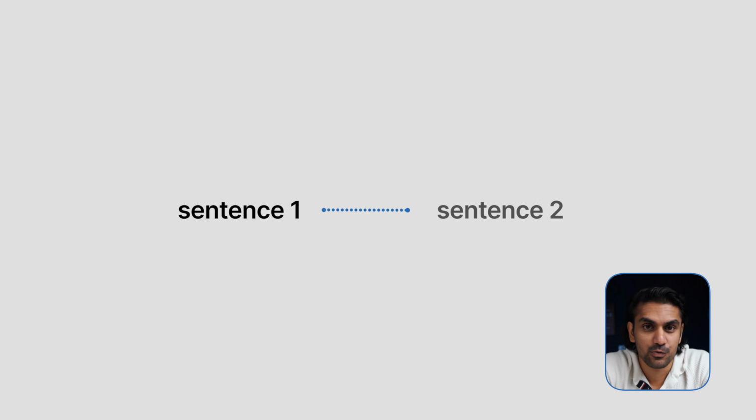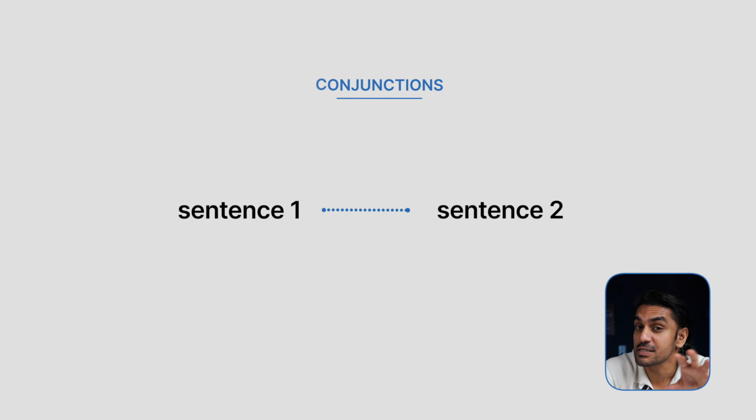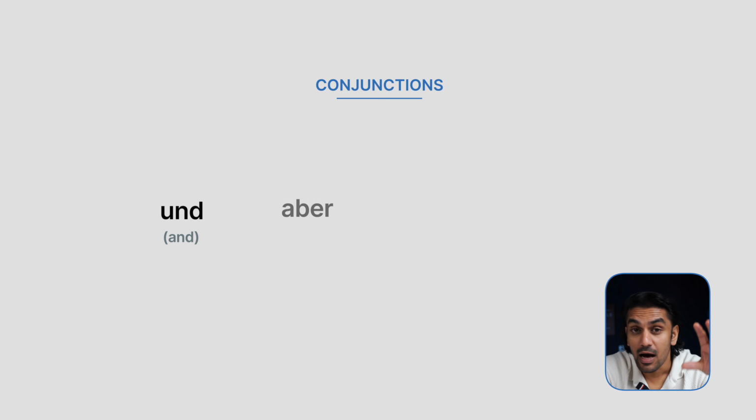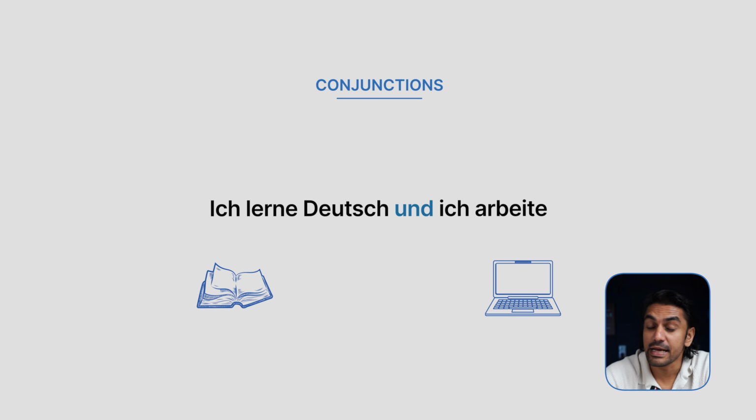Now you're getting better and better at forming individual sentences. But what if you want to connect two sentences? That's where conjunctions come in. Little words like and, but, or in English. In German, the most common ones you will use at the A1 level are und, or and; aber, but; oder, or; and denn, because. For example, ich lerne Deutsch und ich arbeite.